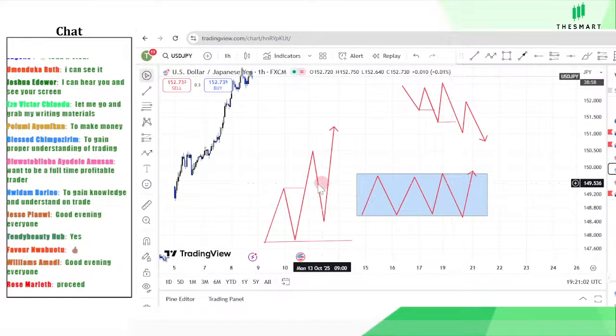Now, if you see within this one, the market was expanding to the upside. It keeps pushing to the upside. At this point, the market kept on breaking to the downside.